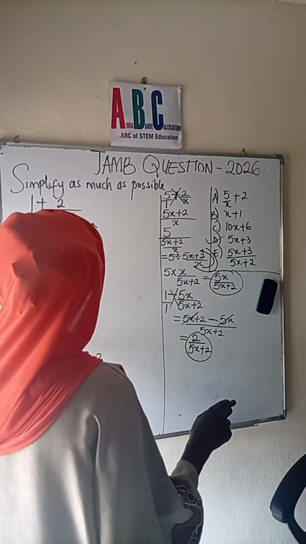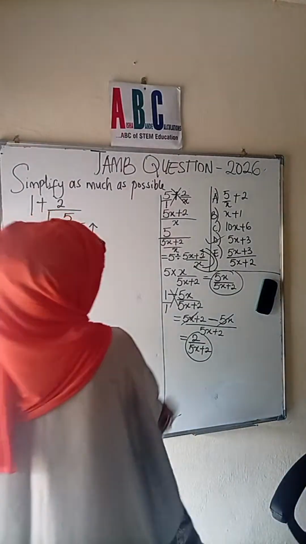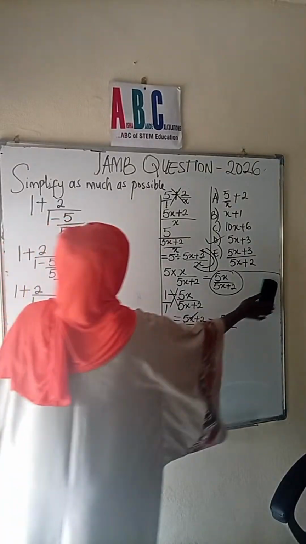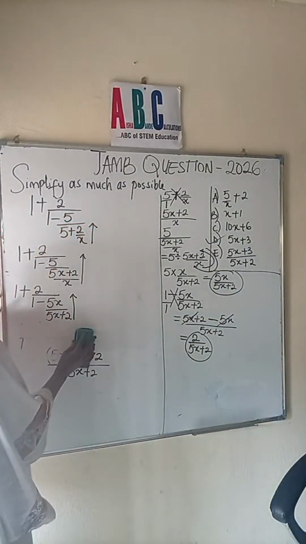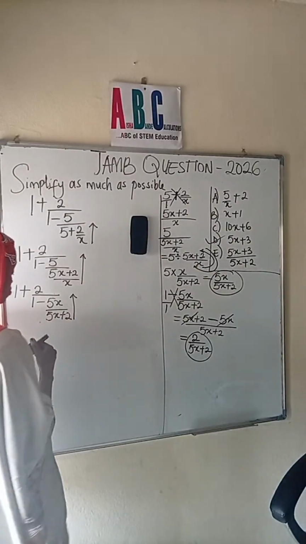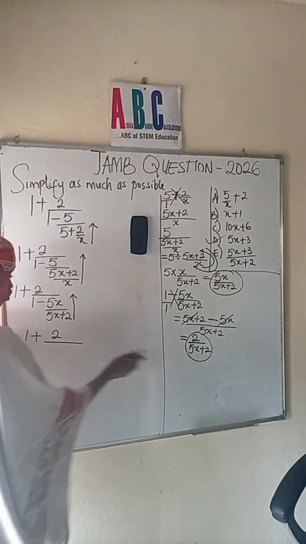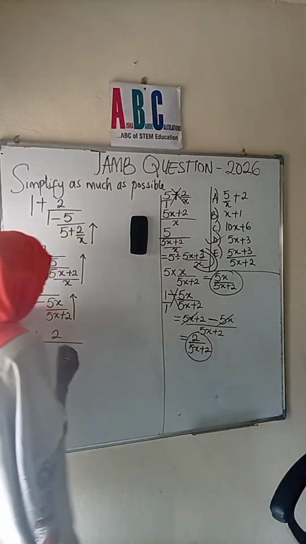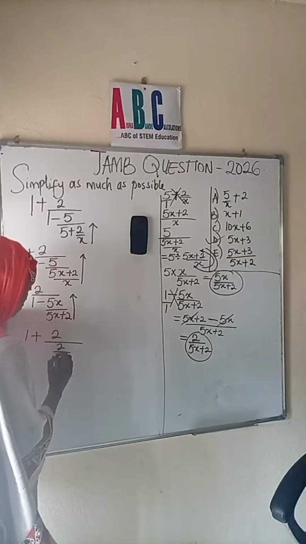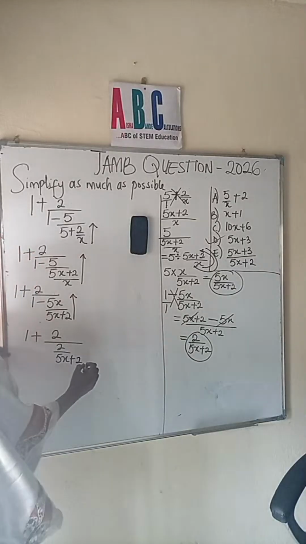Let me see. This is 1 plus. Oh! When I substituted here, yes, I missed out this numerator. You're right. Thank you. So this is 1 plus 2 all over, this is what, 2 over 5x plus 2, right? 2 over 5x plus 2. So now what do we do?